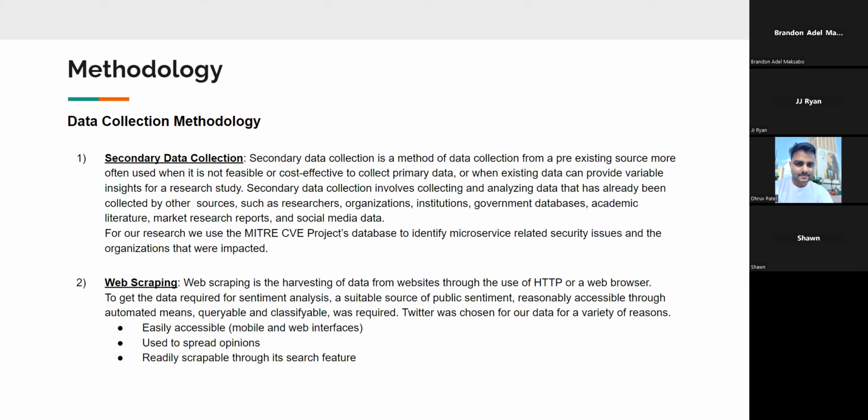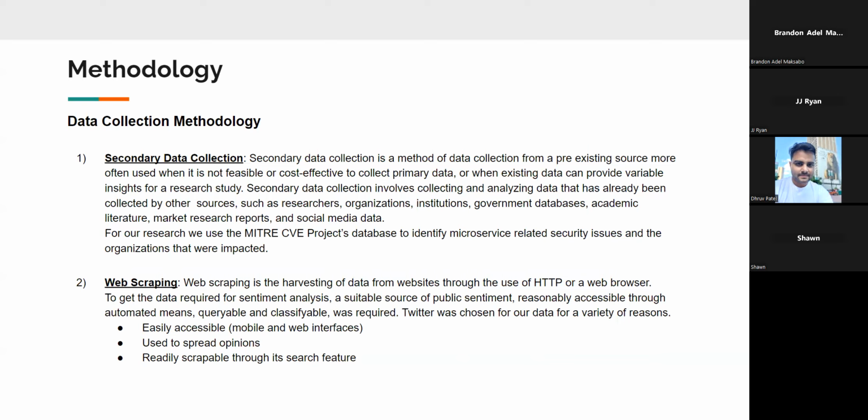And here is our methodology, where we also discuss data collection methodology. One, we have secondary data collection. Secondary data collection is a method of data collection from a pre-existing source, more often used when it is not feasible or cost-effective to collect primary data, or when existing data can provide valuable insights for a research study.